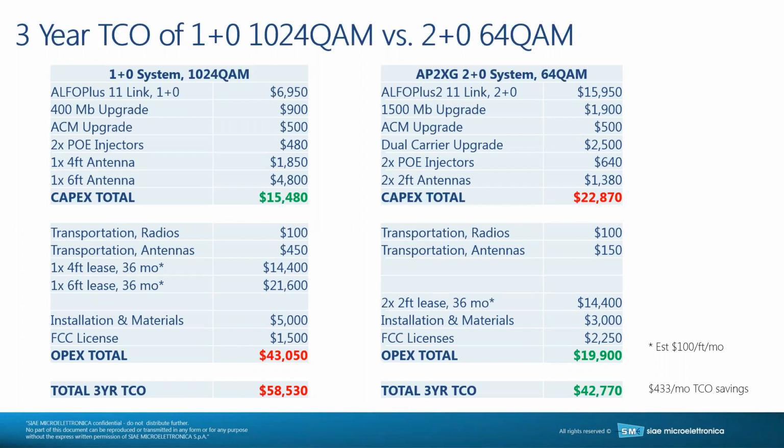Now, if we did that with a 2+0 system, it's certainly more expensive on the initial outlay for the radios, because you're using a dual carrier radio instead of a single carrier radio. But you see the radio transportation costs are negligible. They're about the same. You've got much lower transportation costs for 2-foot antennas than for a 4 and a 6 foot antenna. And you're not leasing as much space on a tower. So at the end of the day, your 3-year TCO for the 2+0 system that's going to give you just a little bit better capacity is actually better than the 3-year TCO for that 1+0 system, saving just over about $400 a month in TCO.